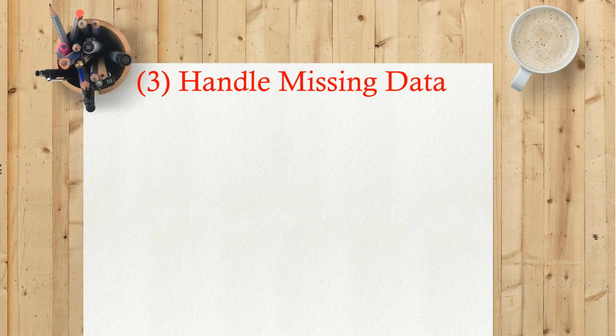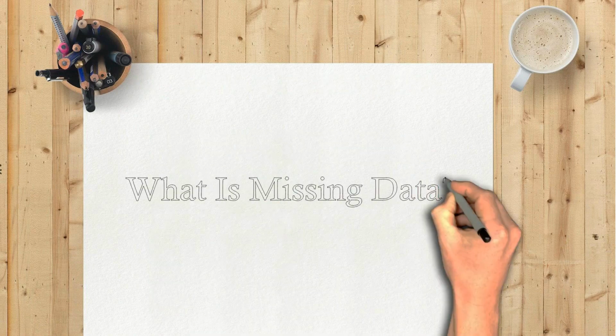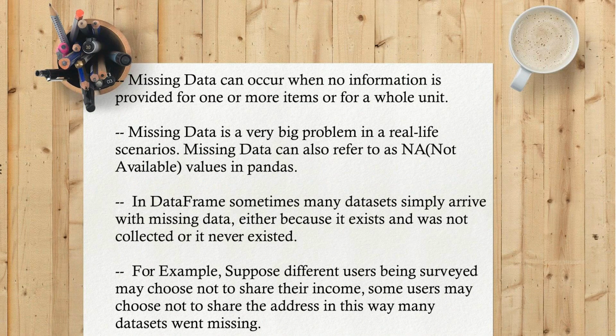3. Handle missing data. What is missing data? Missing data can occur when no information is provided for one or more items, or for a whole unit. Missing data is a very big problem in real-life scenarios. Missing data can also be referred to as NA, not available, values in pandas. In data frames, many datasets simply arrive with missing data, either because it exists and was not collected, or it never existed. For example, different users being surveyed may choose not to share their income. Some users may choose not to share their address. In this way many datasets have missing values.